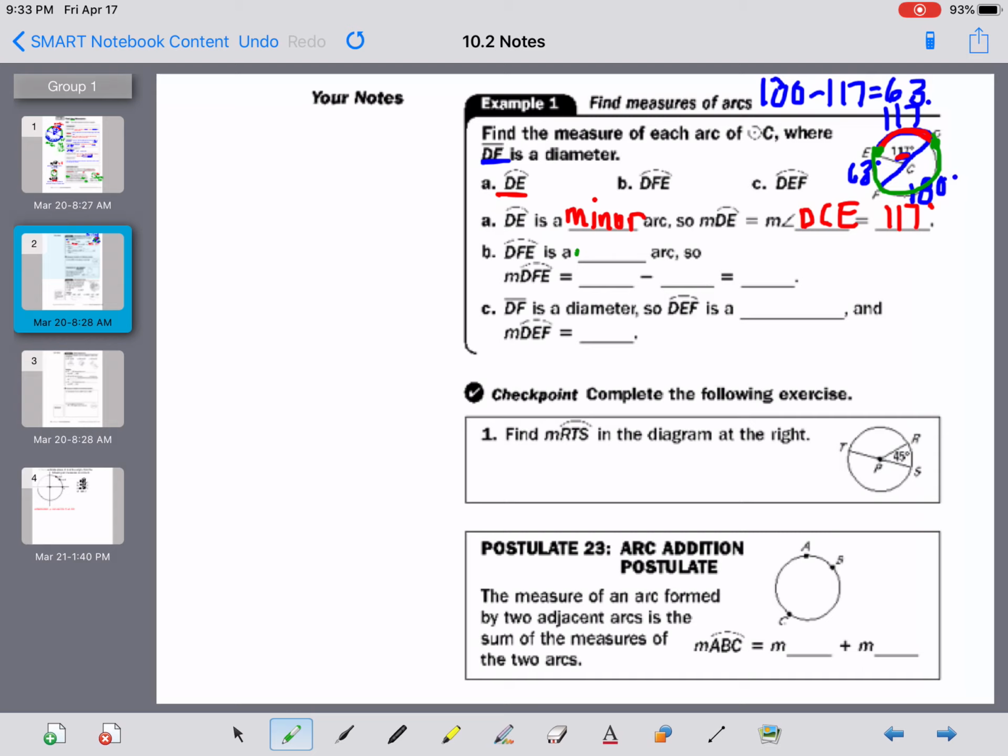So this is definitely a major arc. It's more than half of the circle. And I'm going to find it just by doing 360 minus that 117 that we did before. And 360 minus 117 is 243 for my big major arc there.